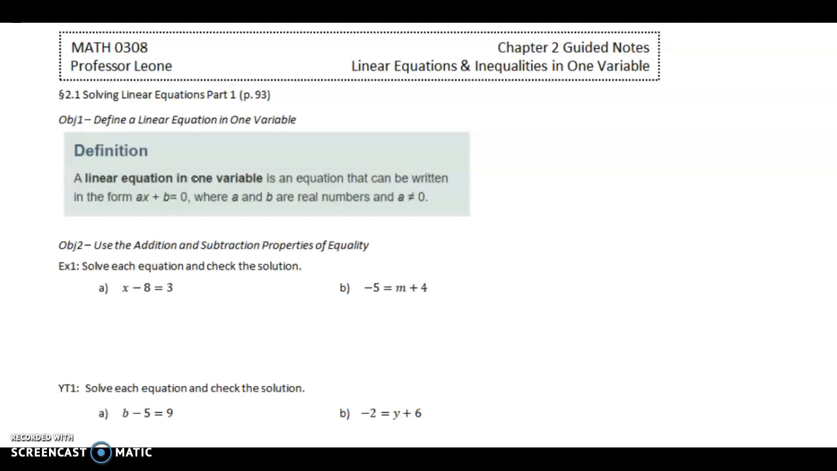A linear equation in one variable, which means just one letter, is an equation that can be written in the form ax plus b equals 0. A and b are any real numbers, and a specifically, the coefficient on x, is not 0. So you're going to have an x in the equation. It's not going to be squared or square rooted or divided by another variable. It's just going to be x. And then there might be another constant attached to it.